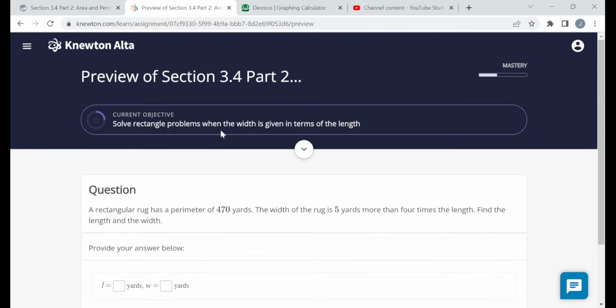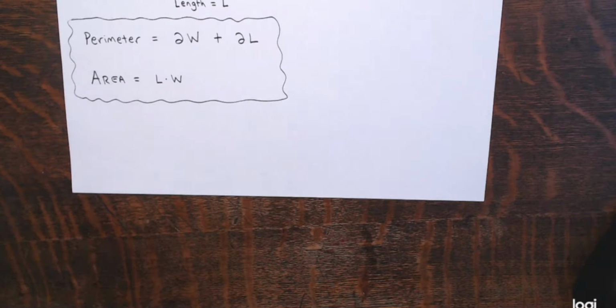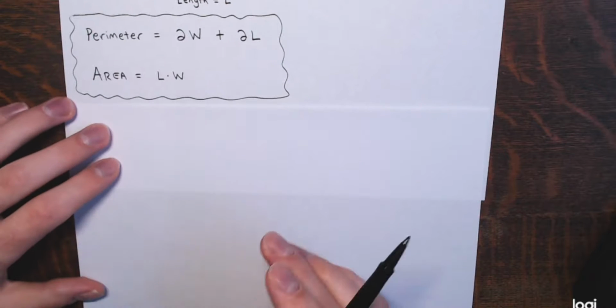All right. So another one from this objective. It's pretty similar to the last one. We know the perimeter, and we're given the width in terms of the length, right? The width of this rectangular rug is 5 yards more than 4 times the length. Find the length and width. All right, so once again, I'll draw a little picture of a rectangle. We know the perimeter formula now, I hope. Same with the area. Area is length times width. That should be no problem.